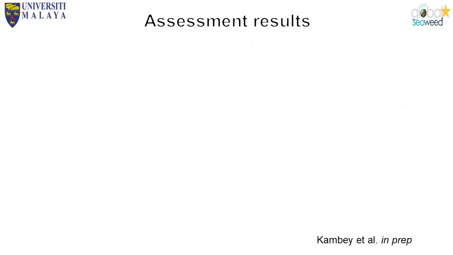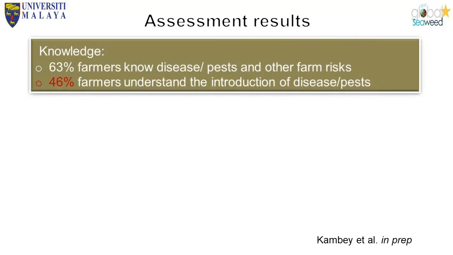Assessment results show that 63% of farmers know about disease and pests and other farm risks in their farm, but only 46% of farmers understand the introduction of disease and pests in the farm.